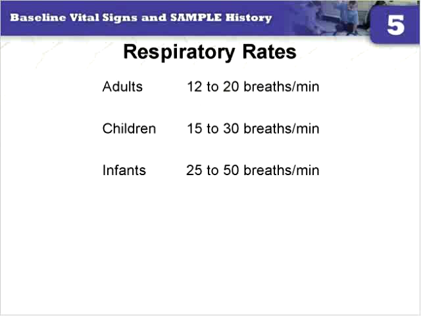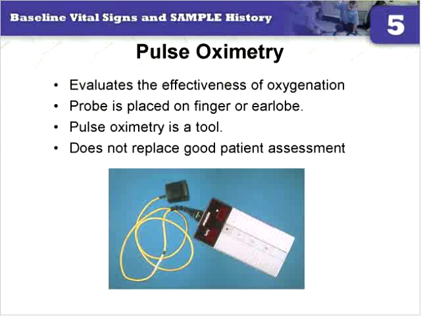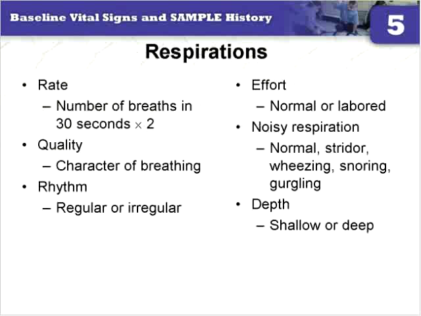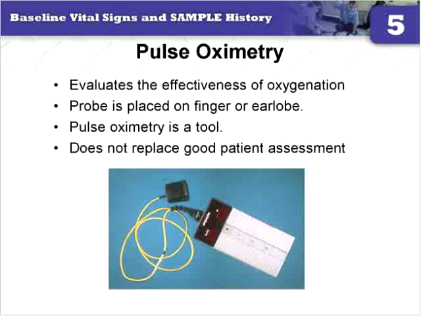Moving on, here are the respiratory rates: 12 to 20, 15 to 30, 25 to 50. Okay. But let me go back on respirations. We're dealing with pulse oximetry. Let me see.